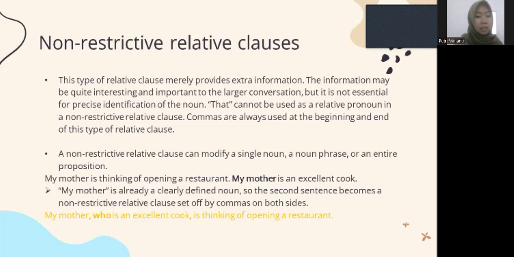My mother is thinking of opening a restaurant. My mother is an excellent cook. My mother is already a clearly defined noun, so the second sentence becomes a non-restrictive relative clause set off by commas on both sides. Maka kalimatnya menjadi my mother, who is an excellent cook, is thinking of opening a restaurant.